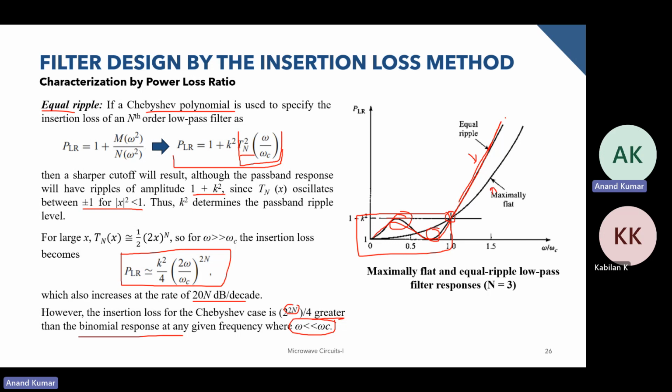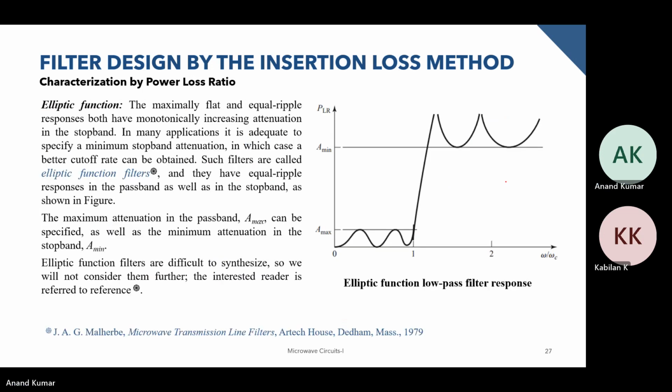So if you want a sharper cutoff at a lower order, you can use this equiripple filter, or if you want a maximally flat response, then you can use this Butterworth filter.